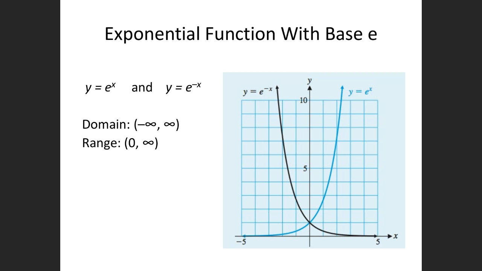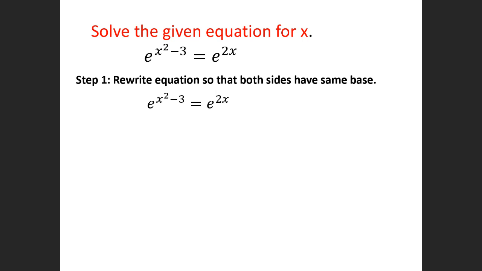Again, looking at the same characteristics, if we have a negative exponent, then we flip it. We have a reflection on the y-axis. So instead of increasing, it is decreasing. It's still continuous. It still has the same domain from negative infinity to positive infinity, and the range is still the same: all positive values from 0 to infinity.